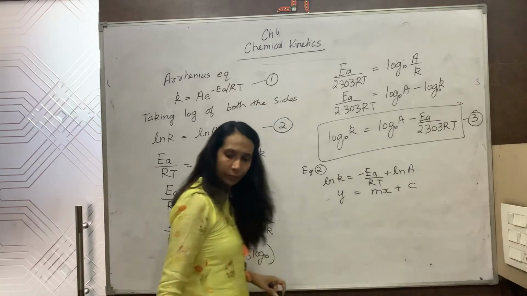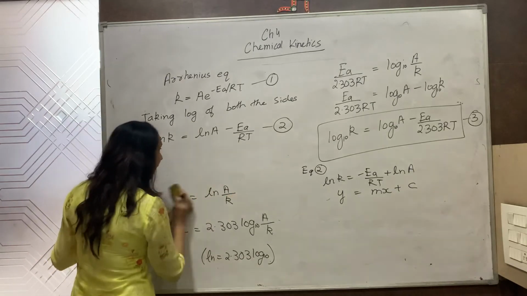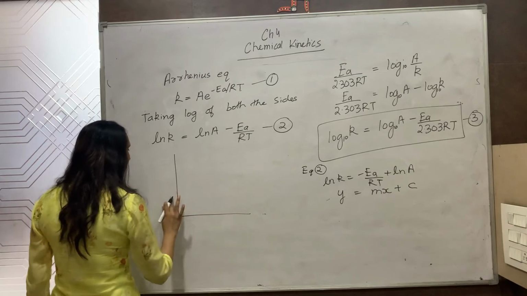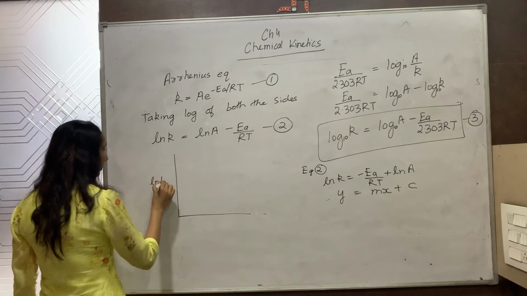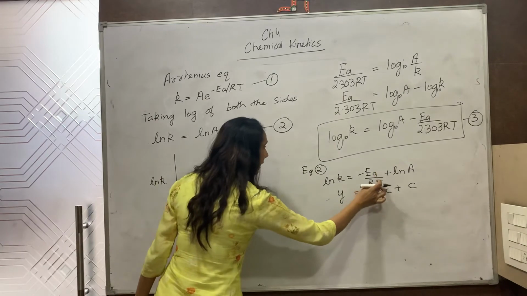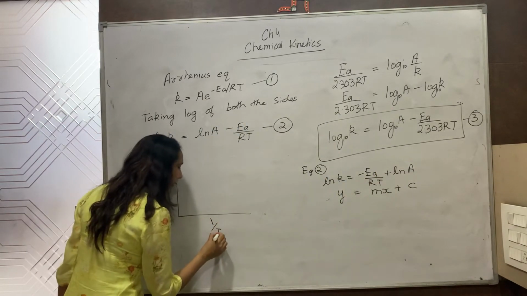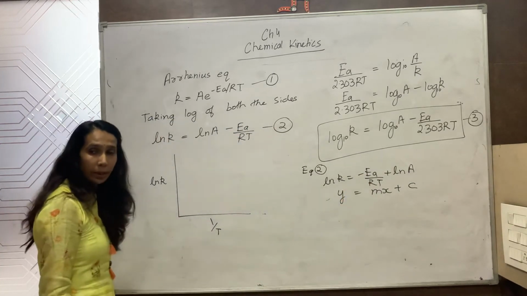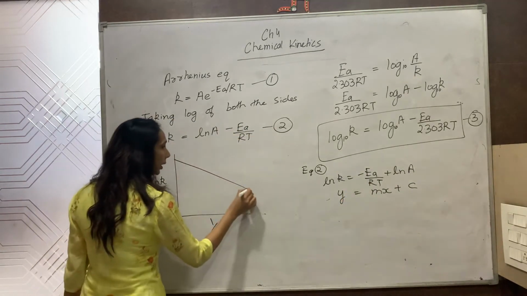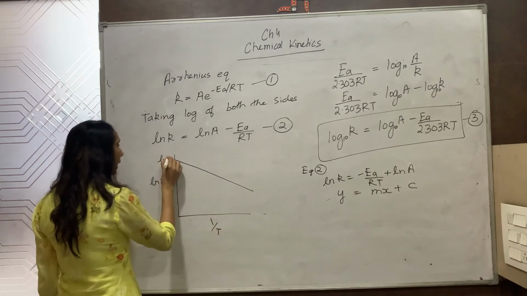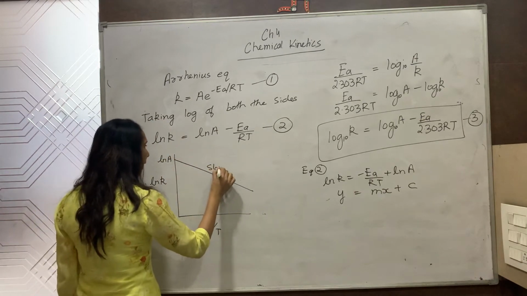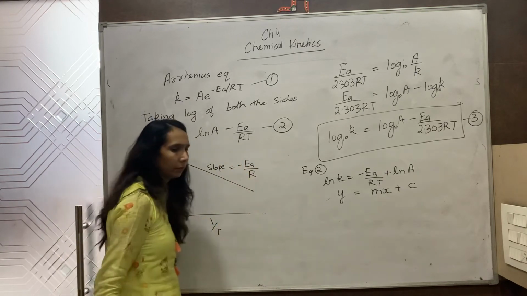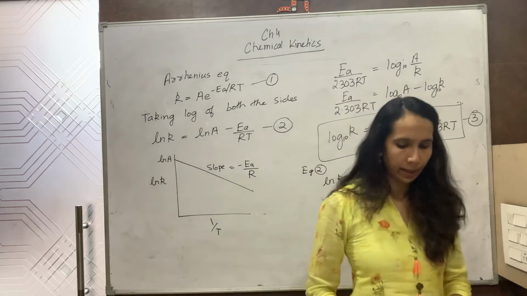Now, on the y-axis, I have to take ln k. On the x-axis, I take 1 upon T. And we know that the slope of the graph is negative, so it will go in the downward direction. The intercept will be equal to ln A and slope will be equal to minus Ea upon R. So this is how we determine the slope in this case.